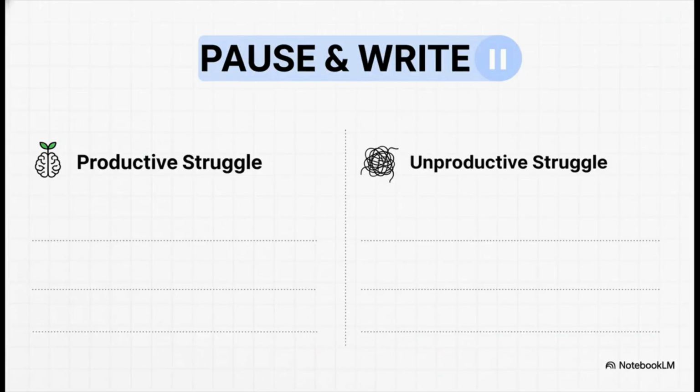Let's pause for a second to really lock this in. On your workbook page, find the section to define both types of struggle. For productive struggle, maybe you could write something like, it's difficult, but I have a plan and I'm learning from it. For unproductive struggle, maybe it's, it feels hard and I'm just going in circles. Feel free to pause here and write down your own definition.